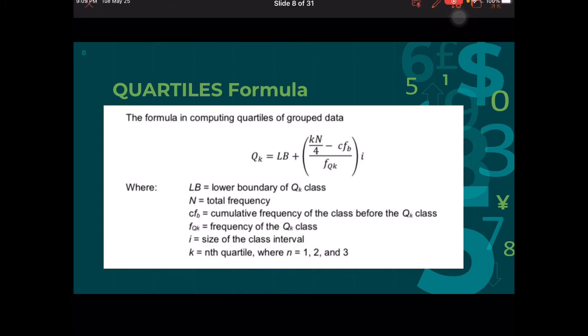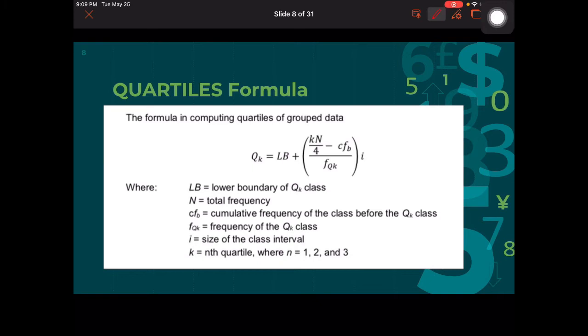So, what I want you to focus on is this part over here. Yan po yung tinatawag natin na possession. Ito yung formula natin for getting the possession, specifically for your quartiles, deciles, and percentiles. So, nagbabago lang yan ng konti. Kung quartile ang hinahanap natin, the denominator is 4. Kung decile, it's going to be 10. And if it's a percentile, it's going to be 100. Okay?